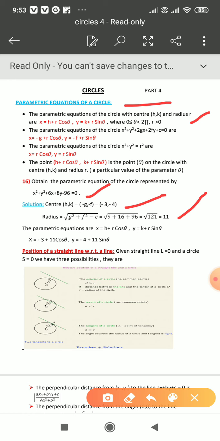The parametric equations are, by formula, x is equal to h plus r cos theta, y is equal to k plus r sin theta. These are the parametric equations. Now substitute the values of h, k and r. So x is equal to, h is minus 3 and r is 11, so x is equal to minus 3 plus 11 cos theta, y is equal to minus 4 plus 11 sin theta. These are the parametric equations.